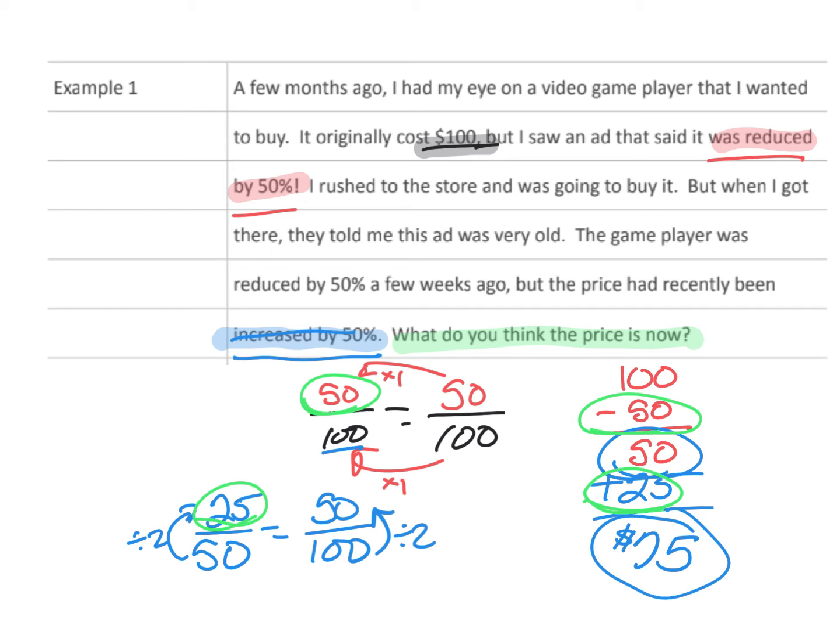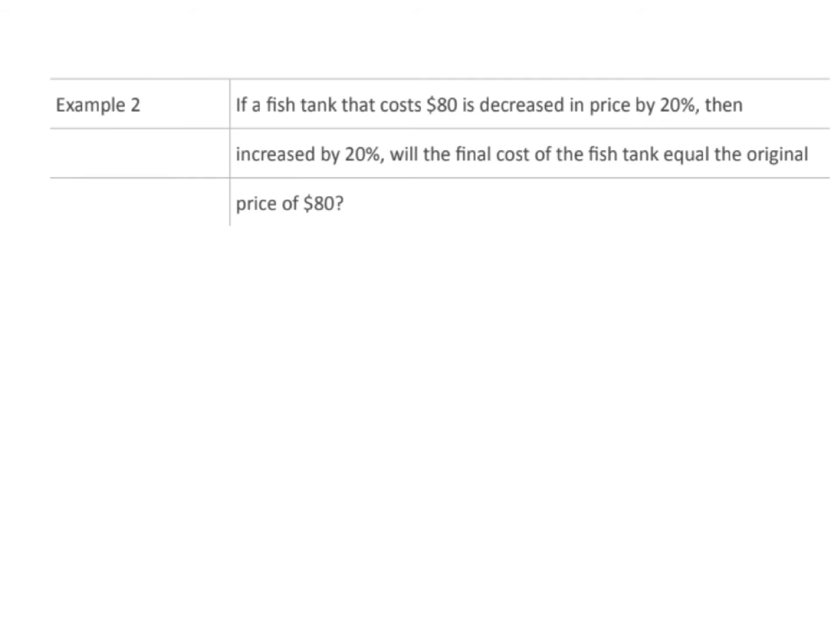It comes down to our original price. Originally, we took 50% off of 100. Then we took 50% of 50. So because we took a percentage off of different original prices, the amount that we took off was going to be different. So let's look at example 2.